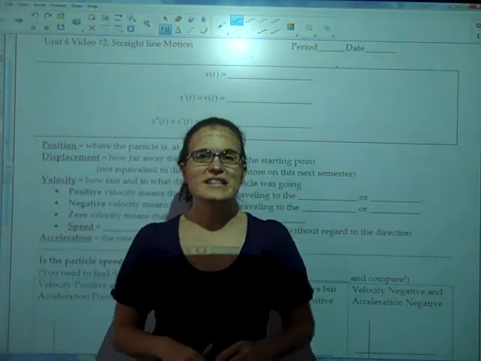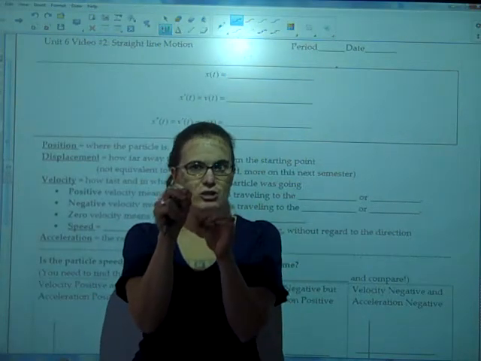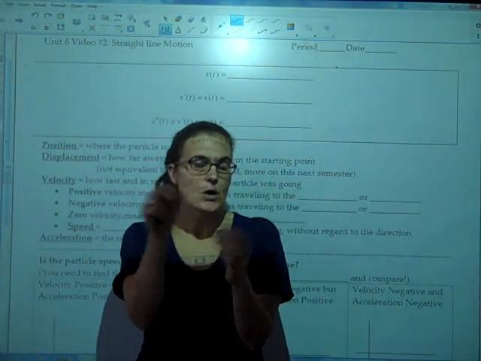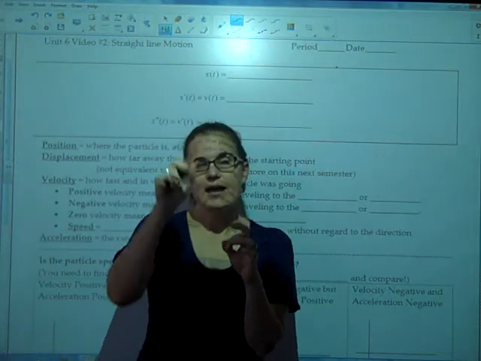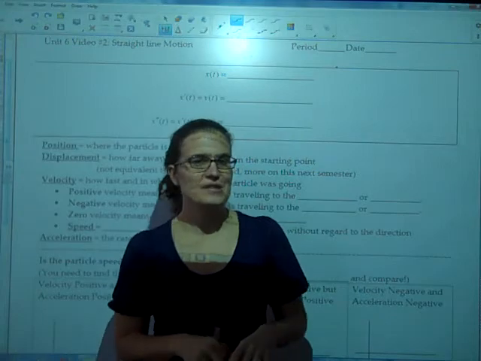Alright, hi y'all. This is Unit 6, video number 2. This is all about straight line motion. So we're going to be imagining a particle traveling along the x-axis or along the y-axis, and we'll be analyzing the position, the velocity, and the acceleration of this particle.